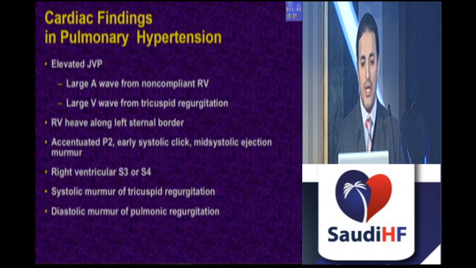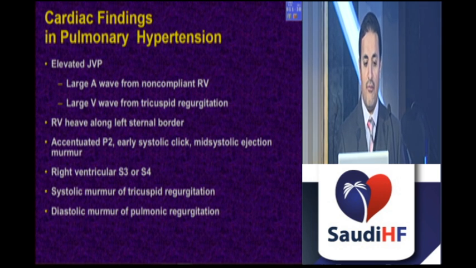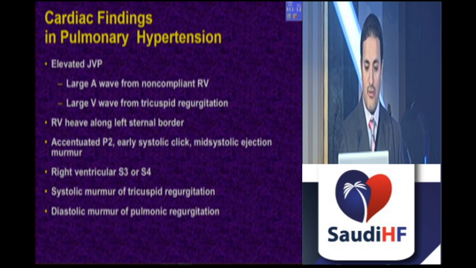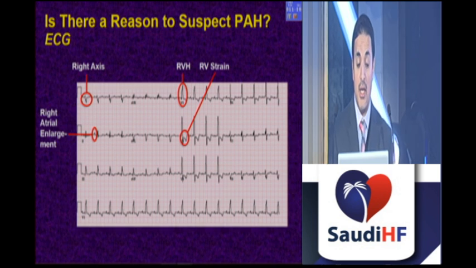Cardiac findings in pulmonary hypertension. This is for academic interest and teaching. There is elevated JVP with potentially prominent A and V waves. There's the right-sided heave on the left sternal border because of right ventricular hypertrophy. Accentuated P2, early systolic click or mid-systolic ejection murmur. And then, of course, right ventricular S3 or S4 as opposed to left ventricular S3, S4. Systolic murmur of TR and diastolic murmur of PI.